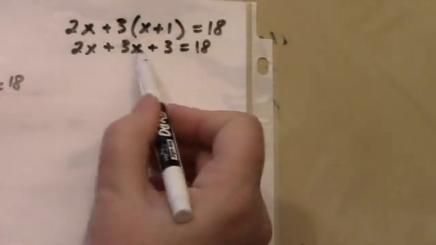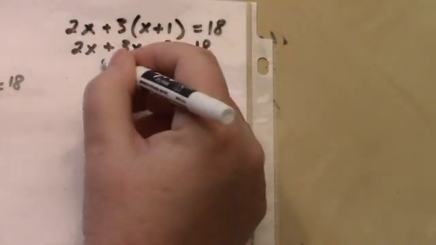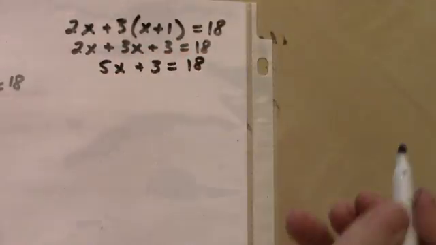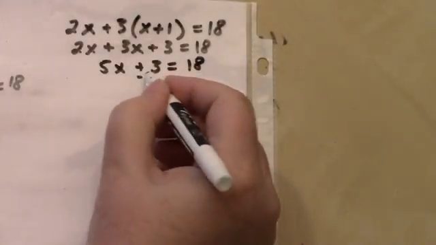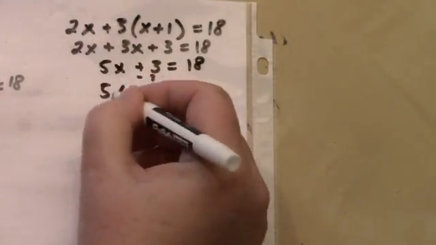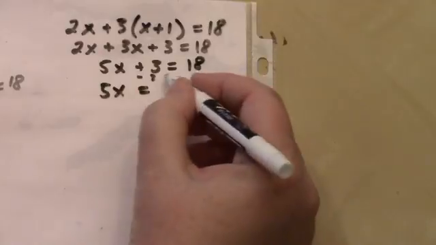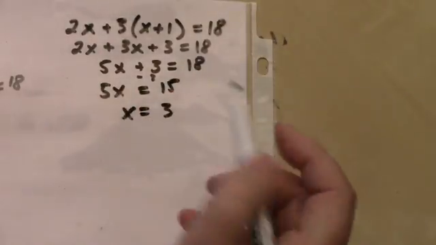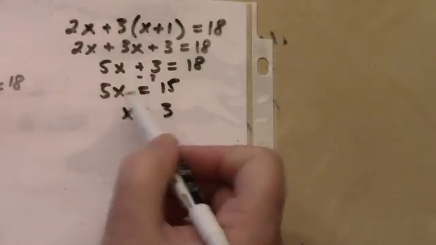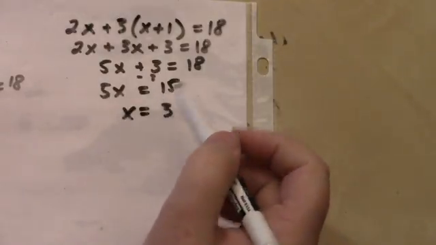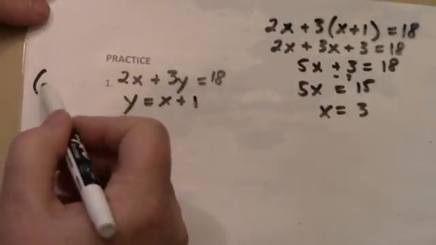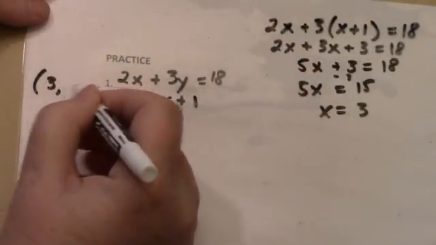Now I'm going to combine like terms. Here I've got 2x and 3x, which is going to give me 5x plus 3 equals 18. Now I'm going to subtract 3 from both sides. So I get 5x equals 18 minus 3, which is 15. X equals 3, because I'm going to divide by 5. X equals 3. So now let me just make a note of that. I know that x equals 3.